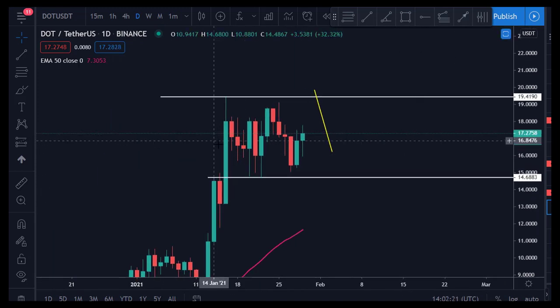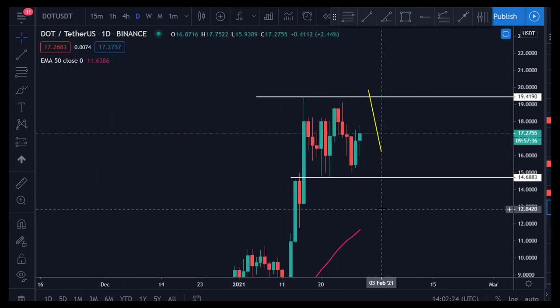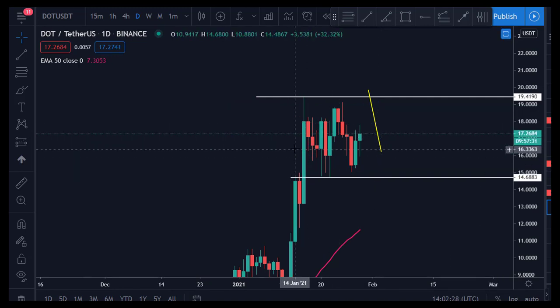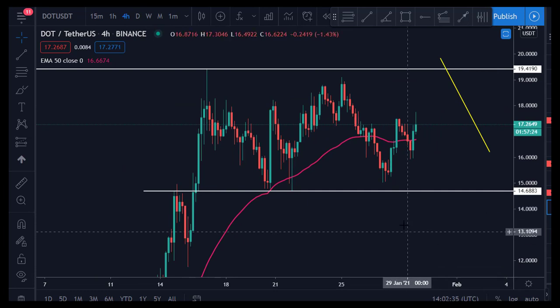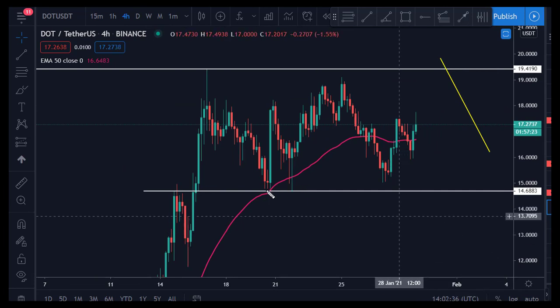Looking at this on the daily chart, you see that the market is moving in a range, and to me this range is undecided. Why? Let me go to 4 hours, my favorite time frame for analysis. You see, it makes this high. We did not break the previous high. That's a point to be noted. And it makes this low. We did not break the previous low. That's another point that should be noted.